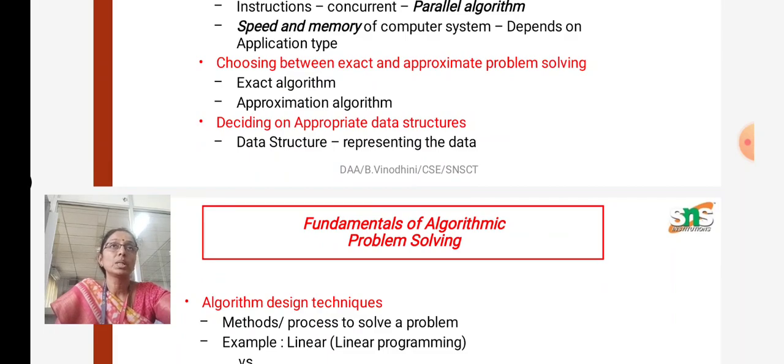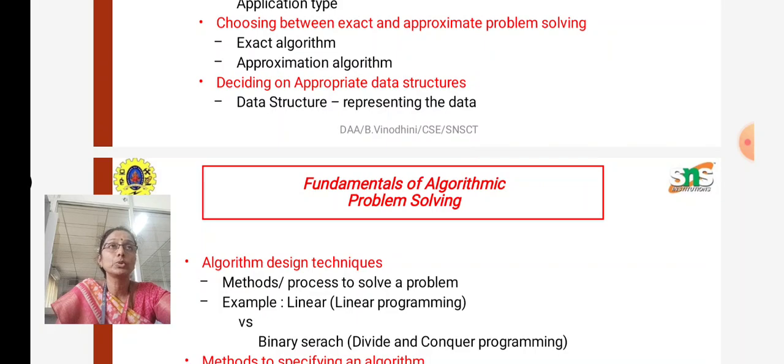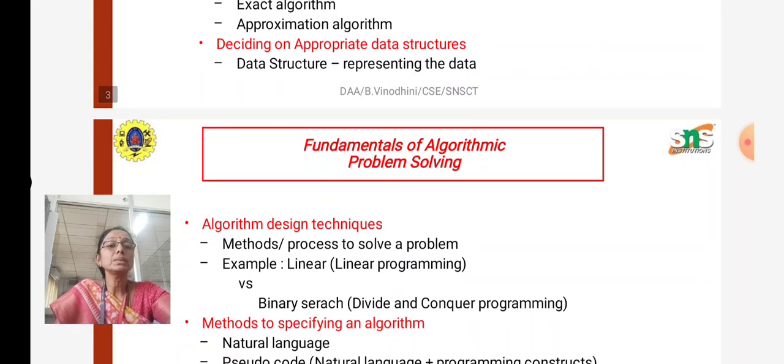Another important factor we should know before making an algorithm is which algorithm design technique we are going to use. The algorithm design technique is the approach to solve a particular problem. There are different types of design techniques. One is the brute force technique, another is divide and conquer, and another is branch and bound. Next is graph solving problems. Based upon the problem and its solution, we have to select the algorithm design we are going to use.